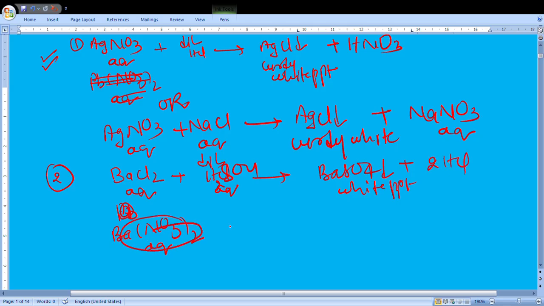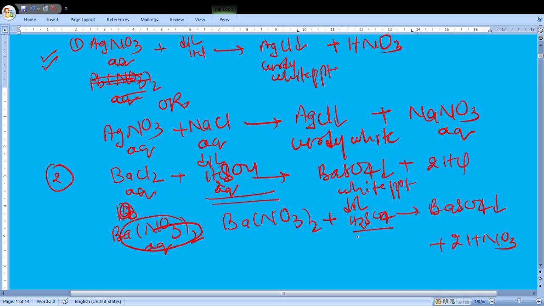Or Ba(NO3)2 will react with dilute H2SO4 as well to form similar compound BaSO4 as a white PPT plus 2HNO3. In place of H2SO4, you can also take Na2SO4 solution because it is also water soluble and it has sulfate ion in it.